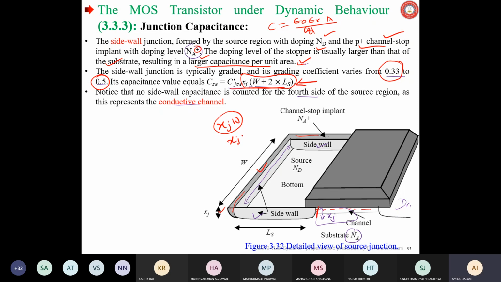Xj into 2LS is what area? The front side and the back side. This one is the front sidewall and this is the back sidewall. The 2 is taken because of this; it is symmetrical, so it is 2. And you are multiplying with CJSW prime.